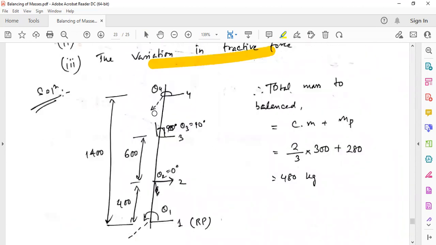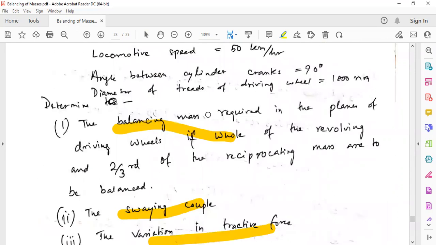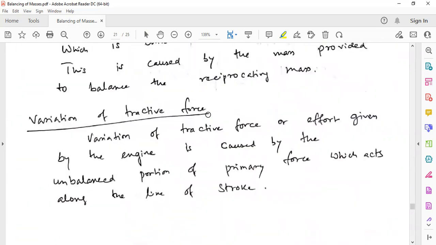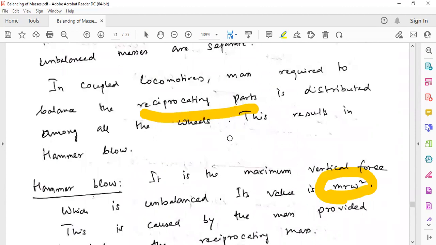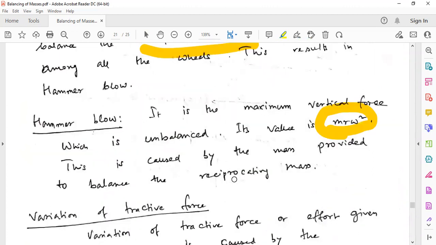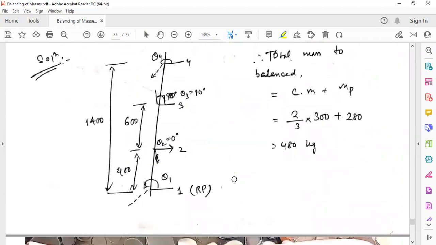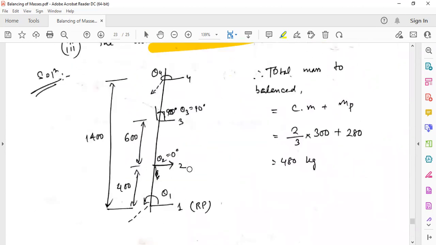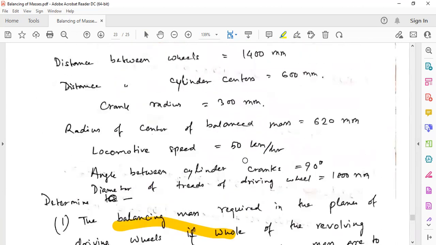See, I told you that in uncoupled locomotives, the planes for consideration of unbalanced masses are separate. So different planes for unbalanced masses are to be considered. This is one plane, another plane, another plane, another plane. 4 planes are considered. So the first plane is the reference plane we take here. This is angle theta 1, this is angle theta 4. We can just take theta 1, theta 2. Now see one thing, one extra piece of information is given.